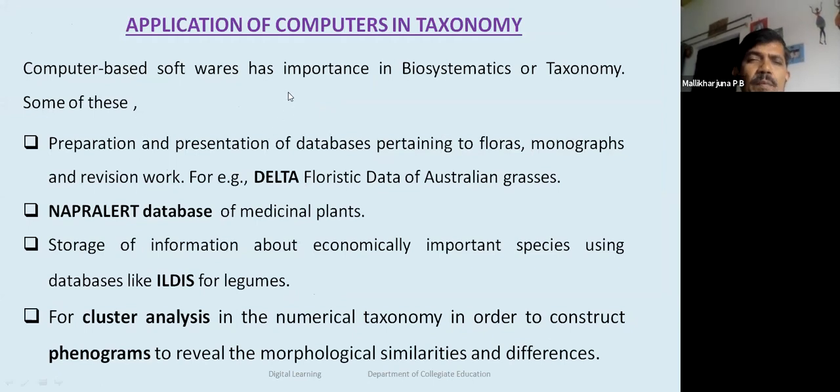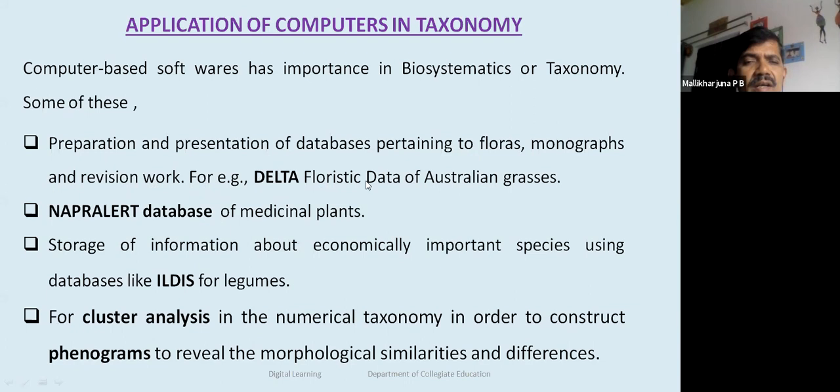Now let us move on to the application of computers in taxonomy. Computer-based software is of very great importance in the field of biosystematics or taxonomy. Nowadays, we are using it for storage of information, as databases and networks, and we are also applying some keys. We are storing and preserving plant-based information. Among those, the first thing is preparation and presentation of databases pertaining to floras, monographs, and revision work.